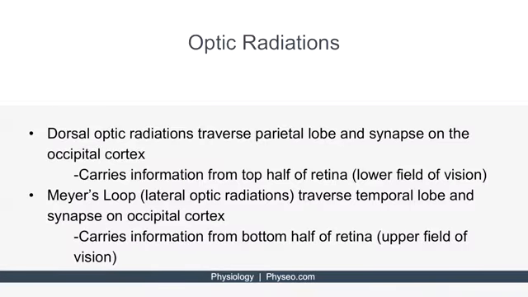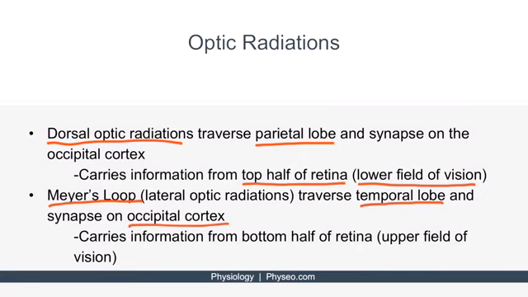Now let's talk more about the optic radiations. First, the dorsal optic radiations traverse the parietal lobe and then synapse on the occipital cortex. This carries information from the top half of the retina, which actually ends up being the lower field of vision. Then we have Meyer's loop, which we can also call the lateral optic radiations, which traverse the temporal lobe and finally synapse on the occipital cortex. This carries information from the bottom half of the retina, which is the upper field of vision. We'll elaborate more on that.